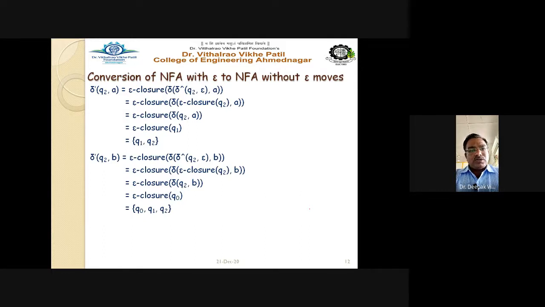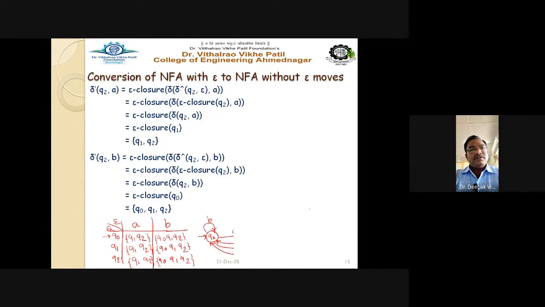All right, so all the 6 transitions we have found out, Q0, Q1, Q2 on input A and on input B. All the transitions for the resultant NFA without epsilon moves we have already pointed out. Just make it a transition table. So write down the transition table for this, and finally the transition diagram. This is the transition diagram of our resultant NFA.